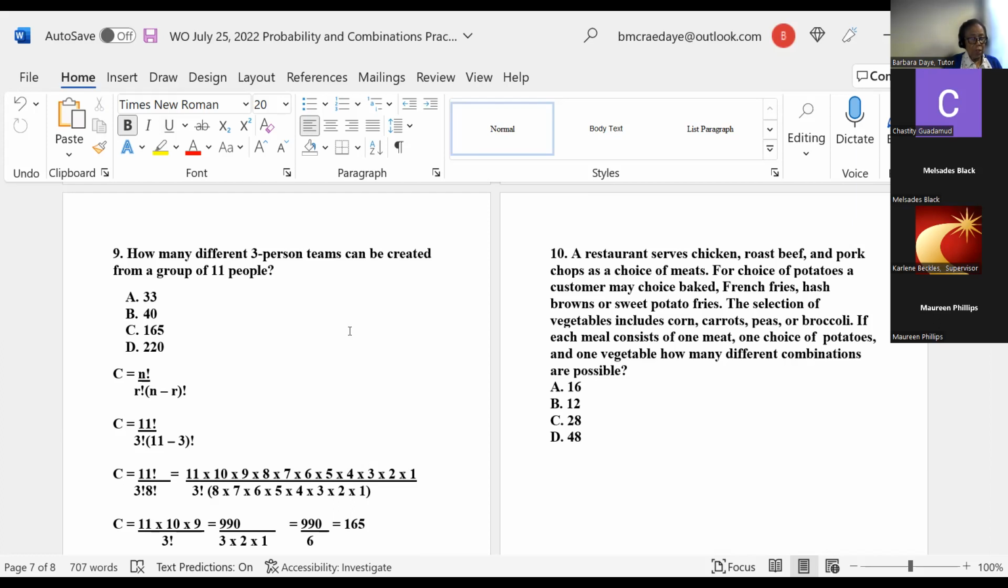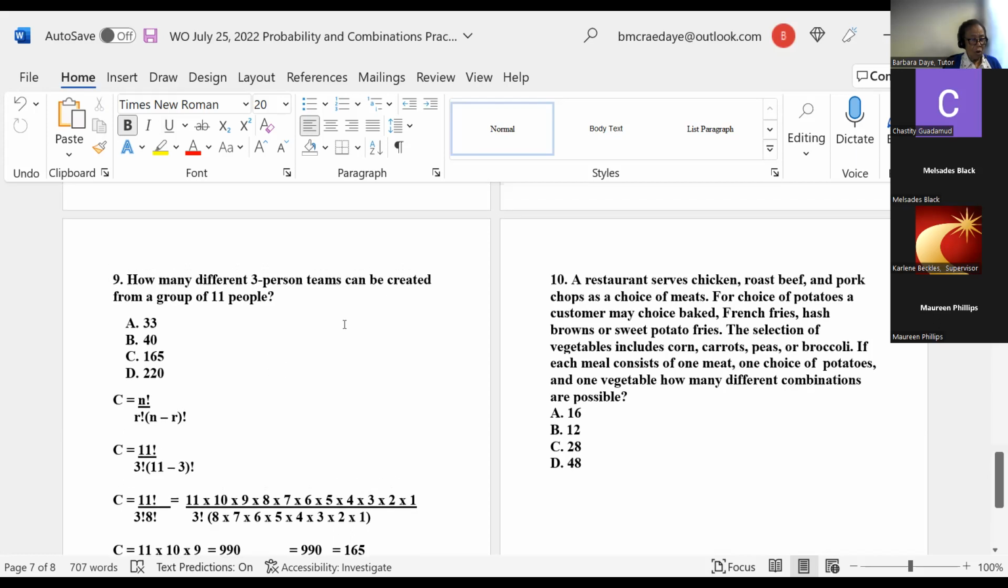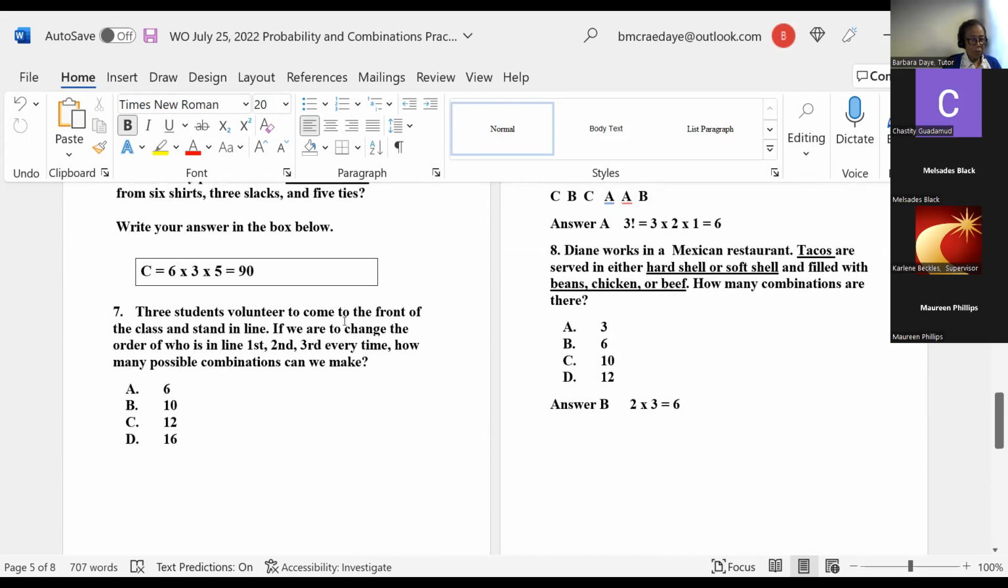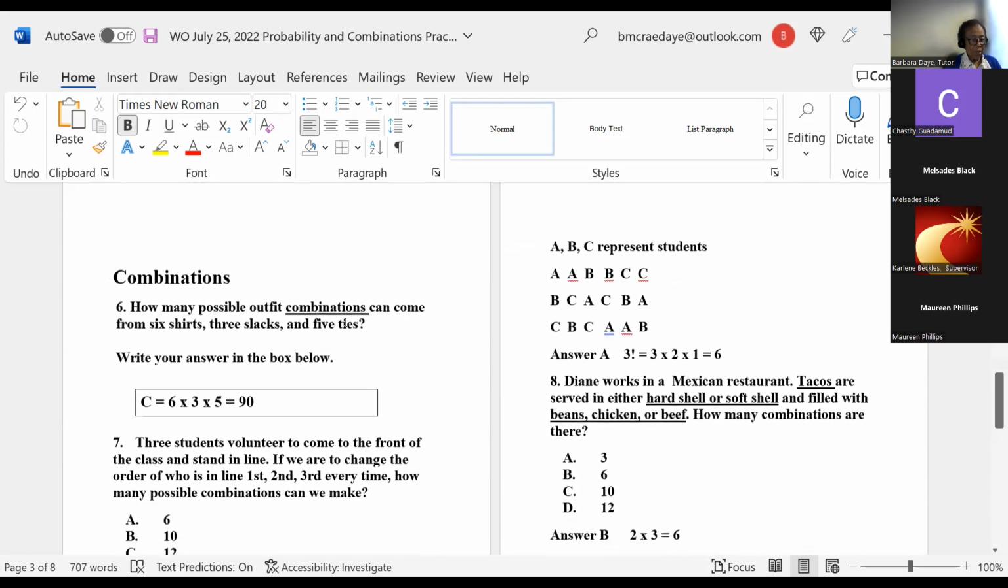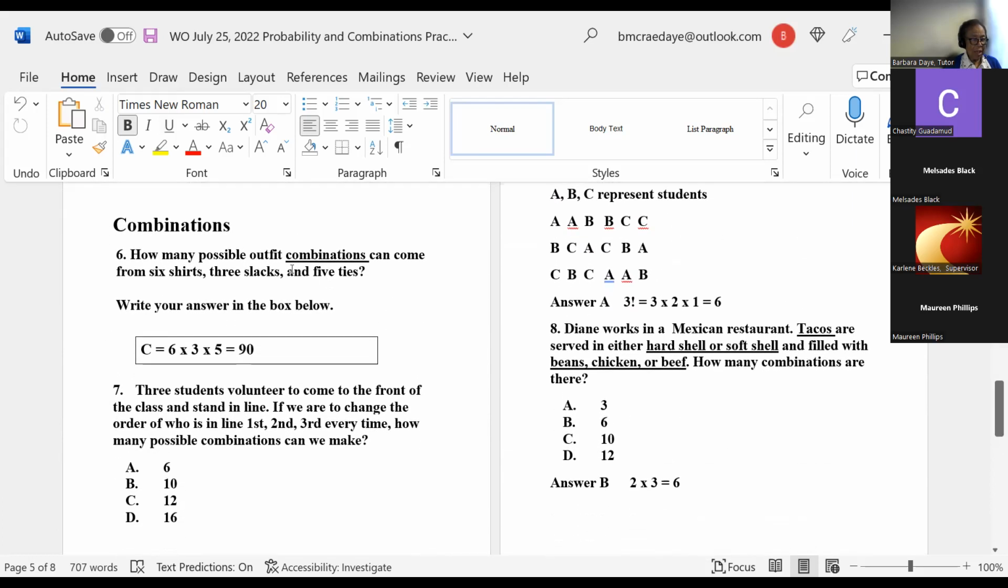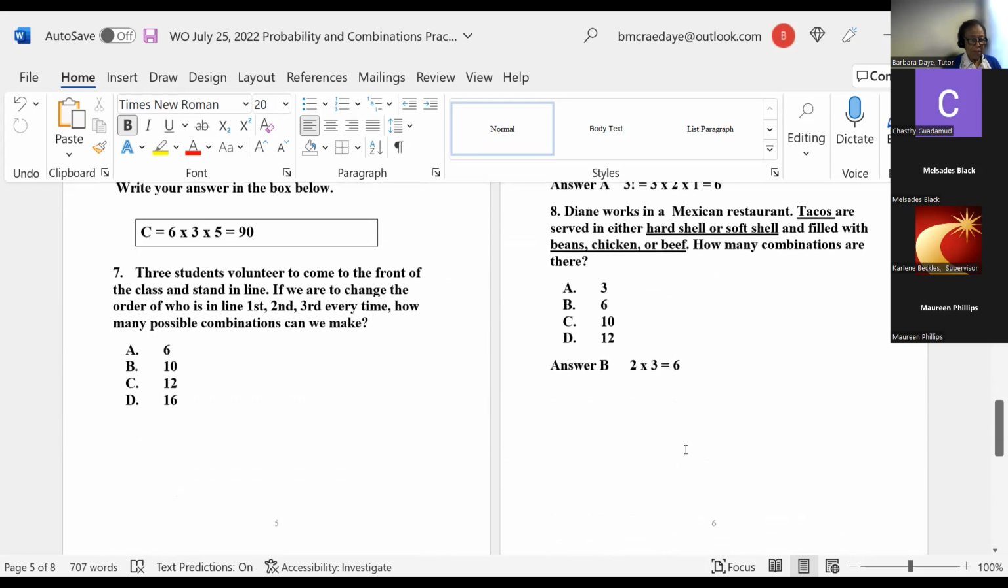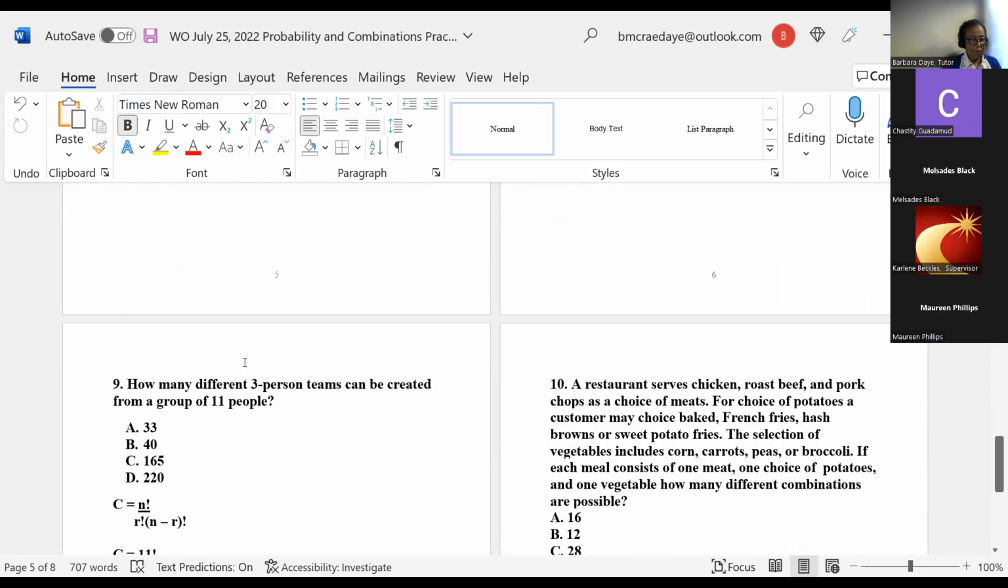So with the formula, you always have 2 numbers. Like with these combinations here, we just had combinations with number of shirts, slacks, ties. We had choices of shells, choices of the filling. But for this one, you had 2 specific numbers, 3-person teams out of a group of 11. Got it?